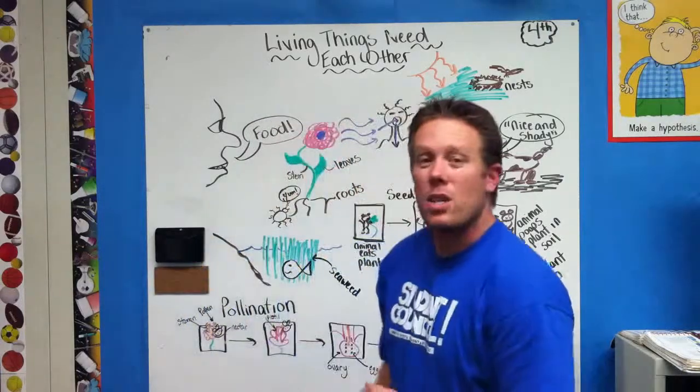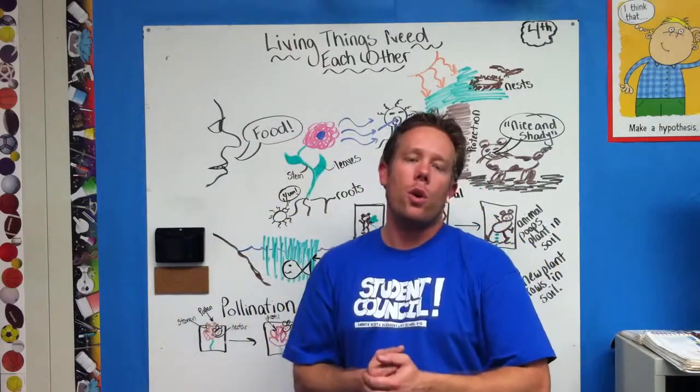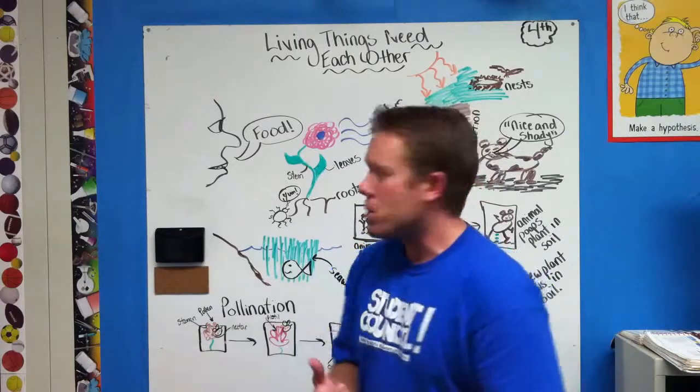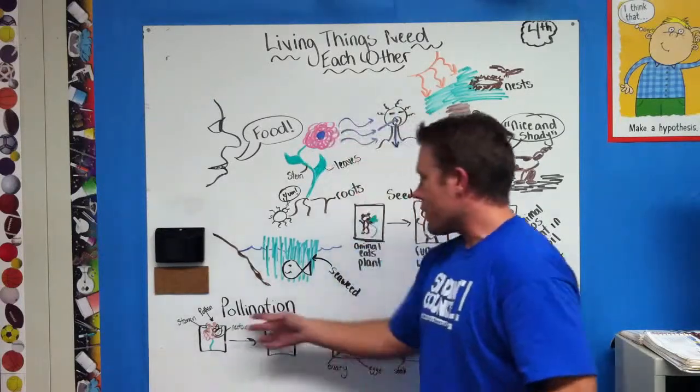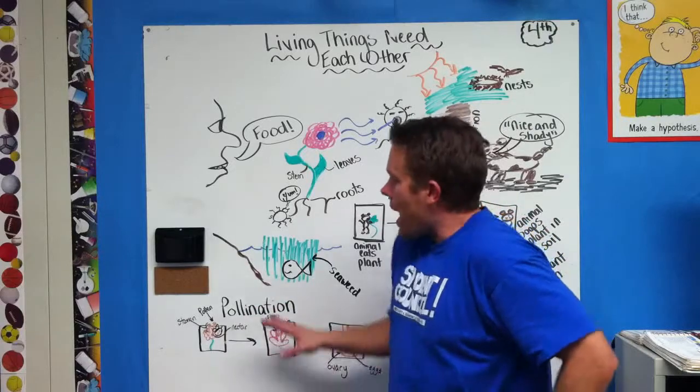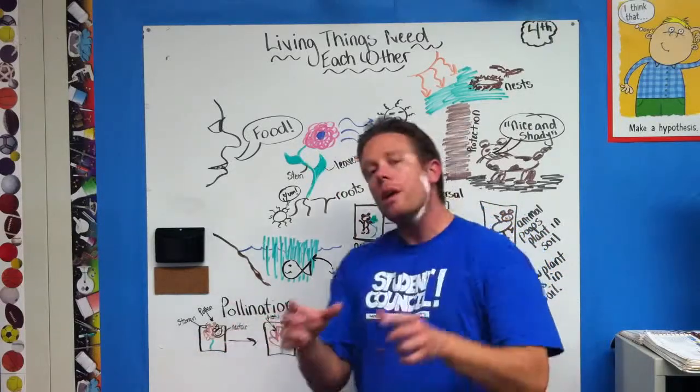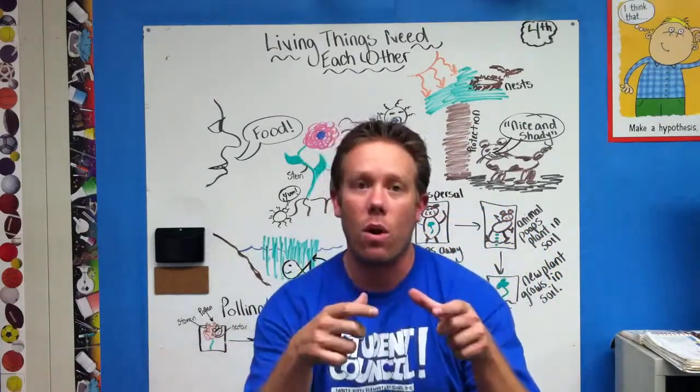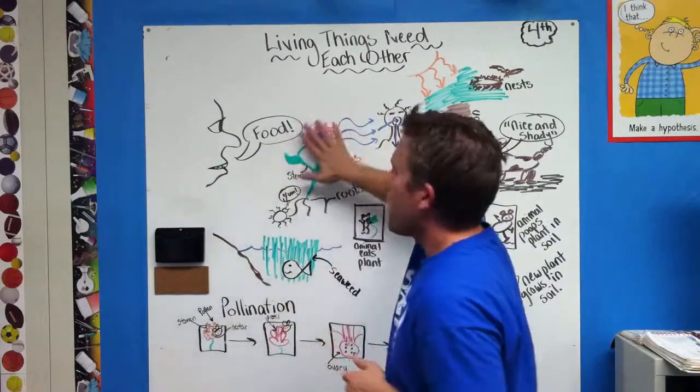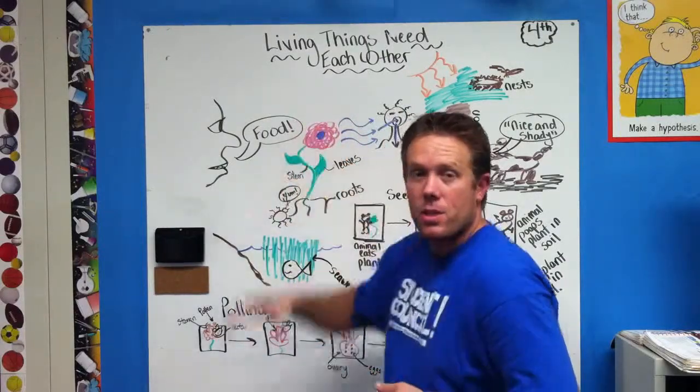There's another way, it's called pollination, and you're going to learn this in 4th grade as well as in 5th grade. And basically, what happens is you are going to need to know what a flower diagram is. So you have different parts.